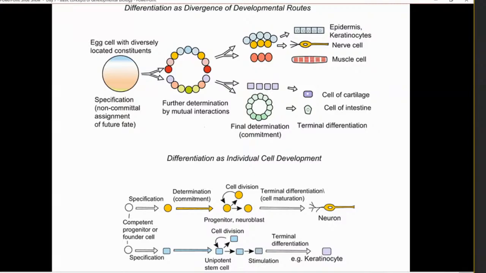Why I am stressing the steps: they are given in various forms: specification, determination, final commitment and differentiation. These are the four steps in the divergence of developmental route: specification, mutual interaction, that is the determination, then commitment, terminal differentiation. You want to take these four steps into your brain, because they are given in order.